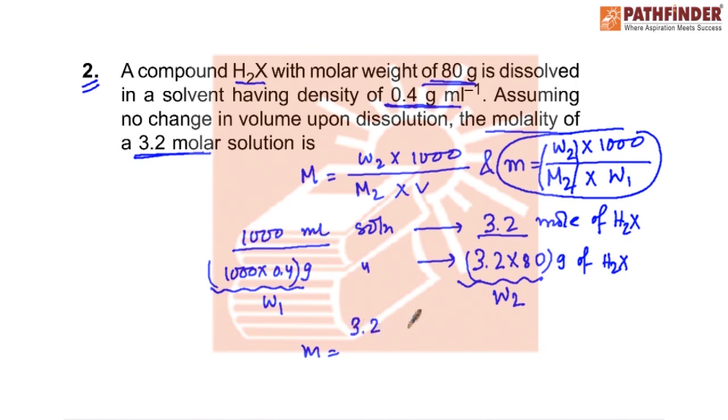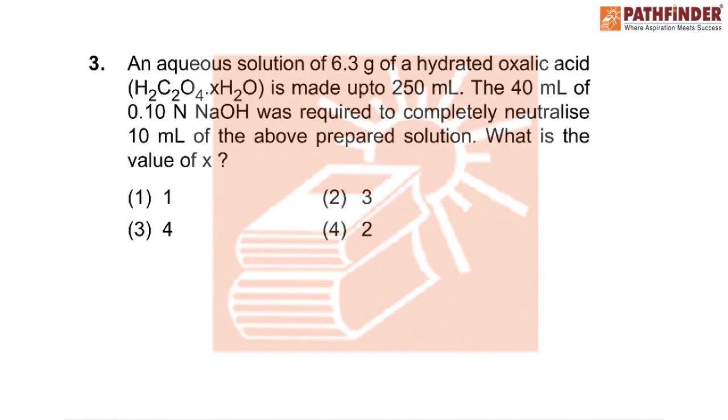So 3.2 into 1000 divided, you will get W1 from here, which is 400. So you have to put the value over here. By solving this you will get what? You will get 8. So the molality of the solution which was asked in the given question is found to be 8 molal. Now we were talking about the neutralization reactions, isn't it?